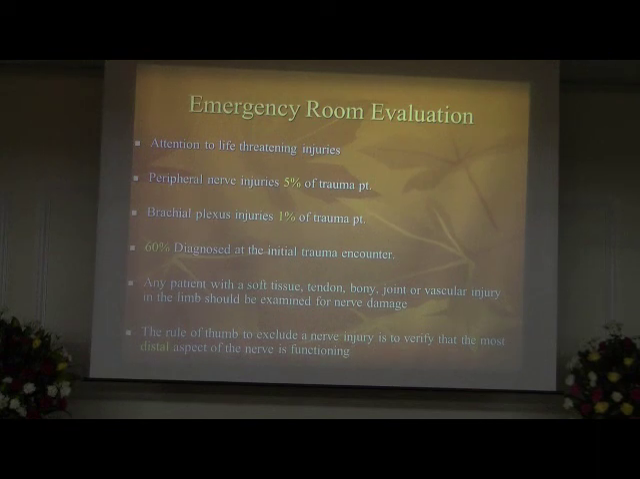And to make it fast in the emergency room, this is the rule of thumb: look at the muscle that is supplied most distally by that nerve. So instead of going from proximal to distal, if you want to make sure the radial nerve is working, just go to the muscles most distally supplied by that nerve. If they are intact, then most likely the nerve is intact.